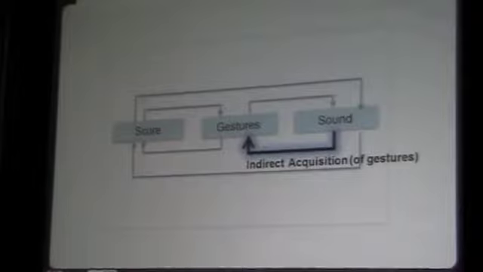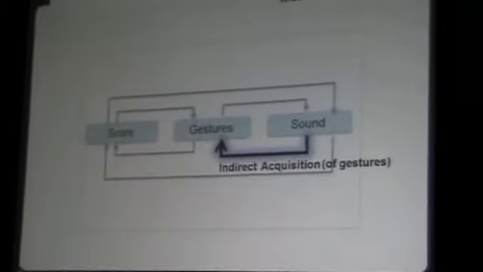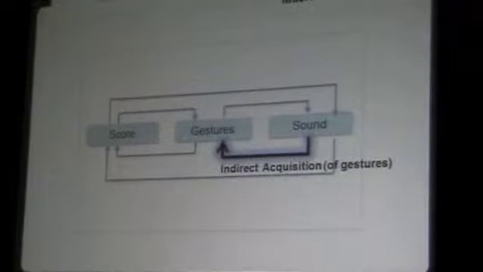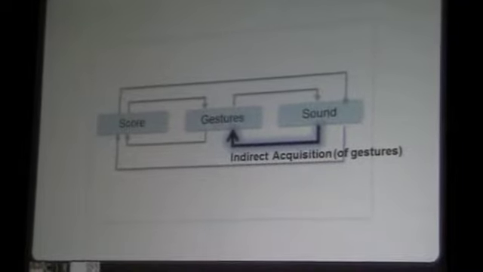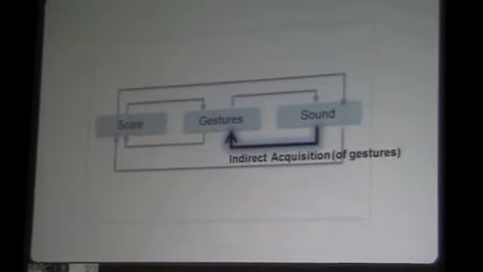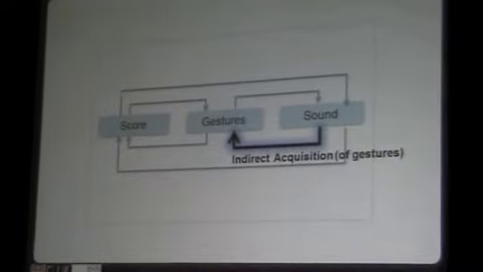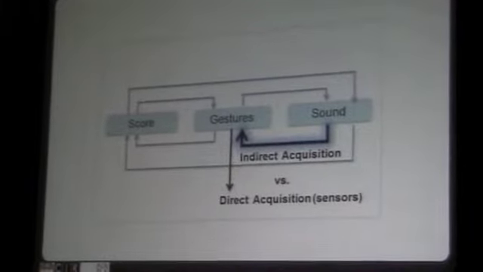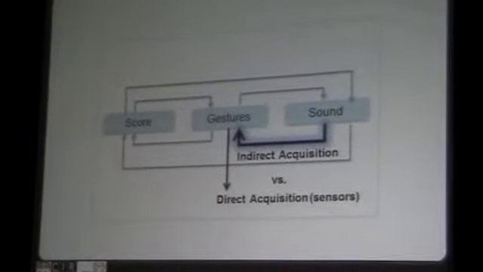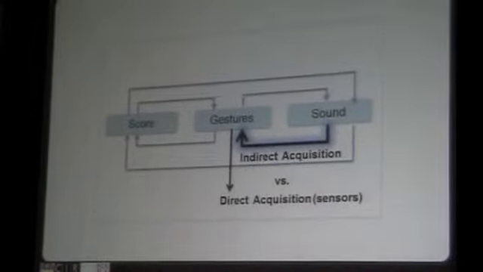So this paper is exactly there: we're mapping sound to gestures. We're going to analyze sound, and we're going to obtain how this recording was played. We usually call it an indirect acquisition of gestures, because the direct acquisition would be to use sensors during the performances to measure the gestures.